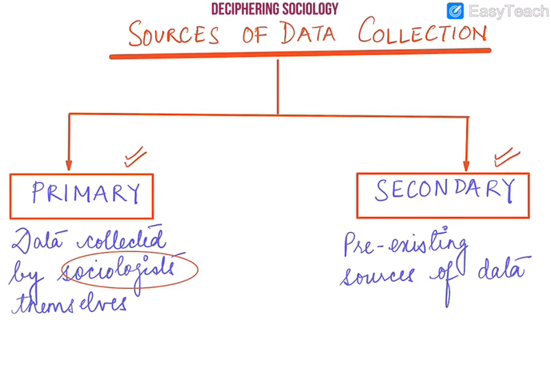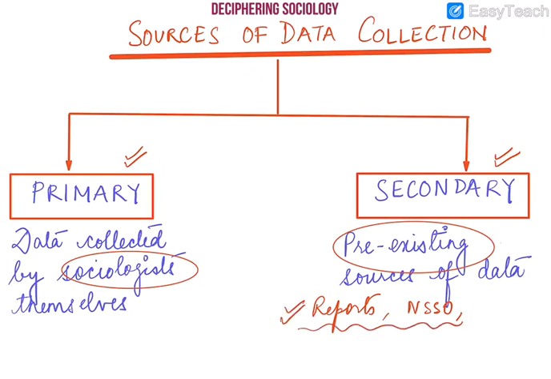In the secondary data, there is a pre-existing source of data. You must be familiar with certain reports, annual reports, NSSO. These provide a good research material or a good source of data collection for the sociologist or the social researcher.